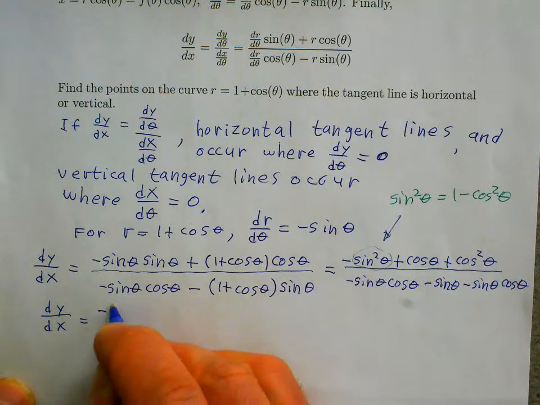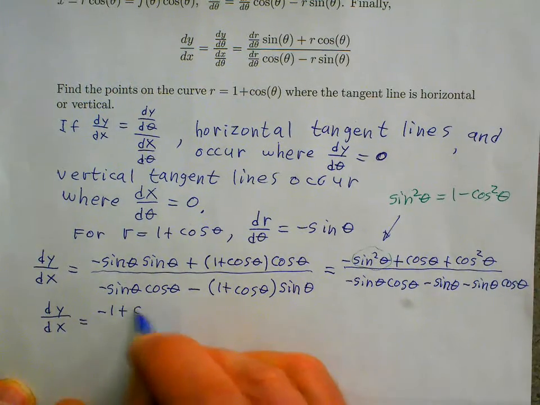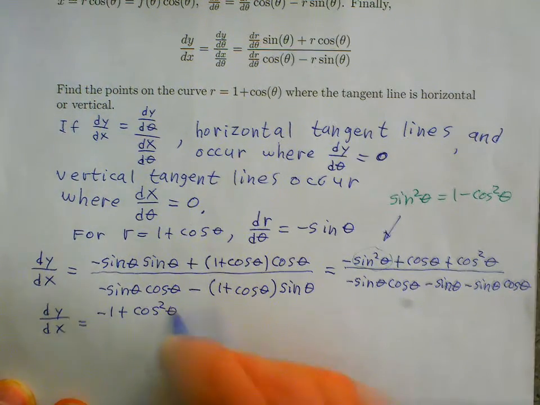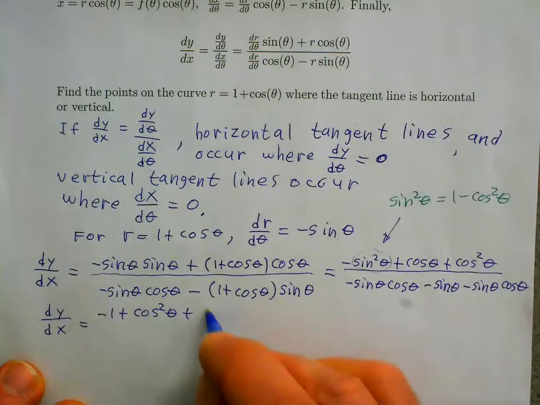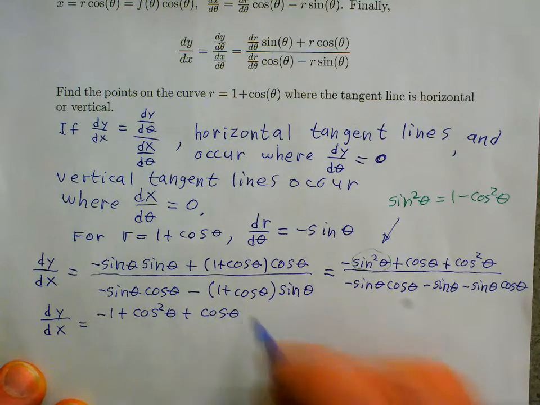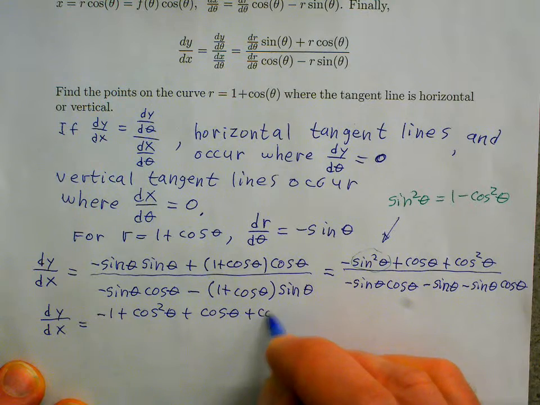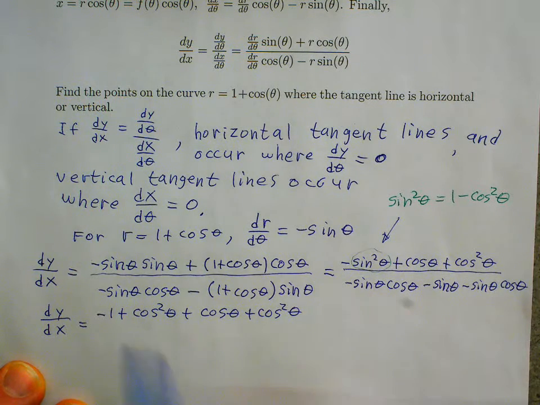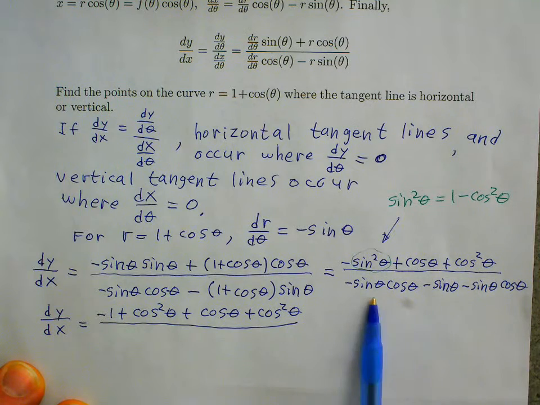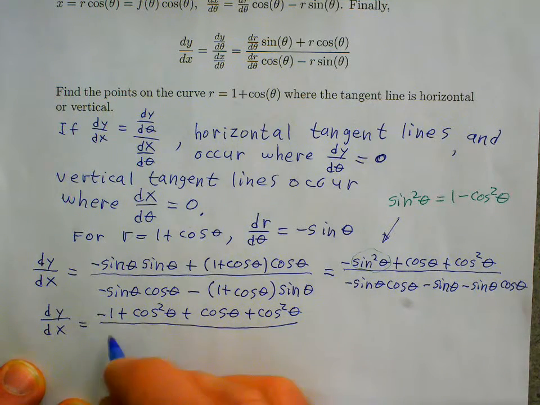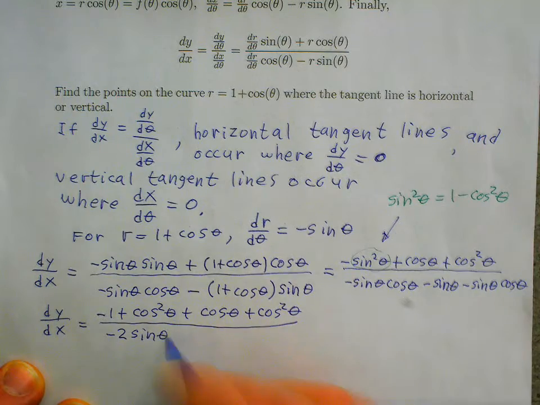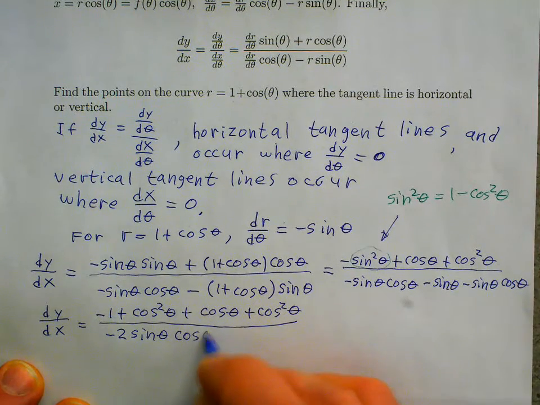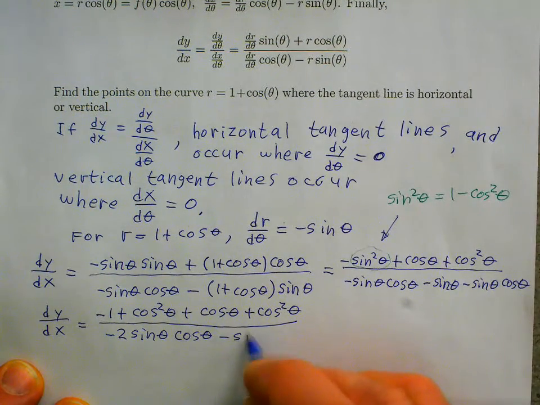So minus 1 plus cosine of theta squared plus cosine of theta plus cosine of theta squared. In the denominator, we have like terms that can be combined. We have minus 2 times sine of theta cosine of theta minus sine of theta.